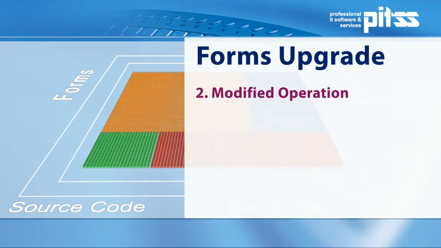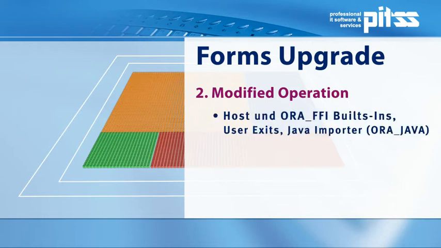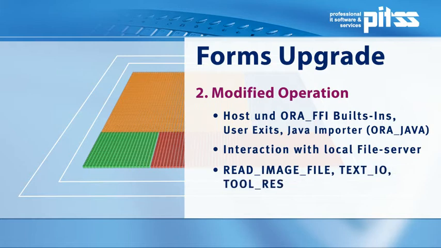New functionalities are the result of program transfers from the client environment to the application server. These functions are available, but their content needs to be adjusted to the new environment. For example, host, ORI/FFI, or interaction with a local file system. Another example is the text I/O that no longer conducts its operations from the client but from the application server.